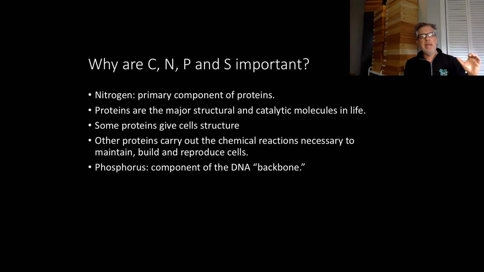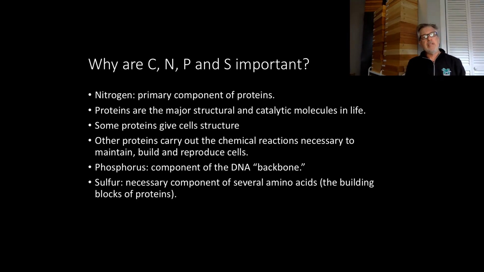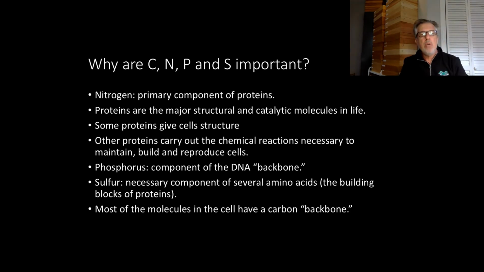Phosphorus is a major component of the DNA backbone. So it's part of the structure of DNA, and therefore we need a large input of phosphorus. Sulfur is a necessary component of several amino acids, and those are the building blocks of protein, so obviously they're important, but only some of the amino acids contain sulfur. And finally, most molecules in living cells have a carbon backbone, and so we need a lot of carbon skeletons, as they're called, to build all the other molecules. So that's a brief overview of why these nutrient atoms are so important.